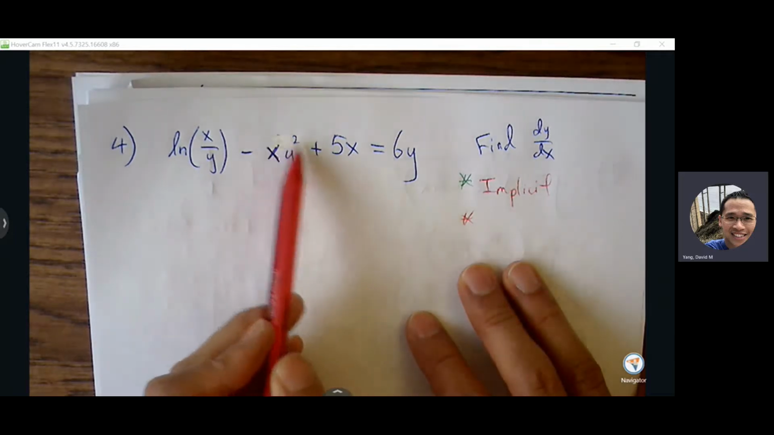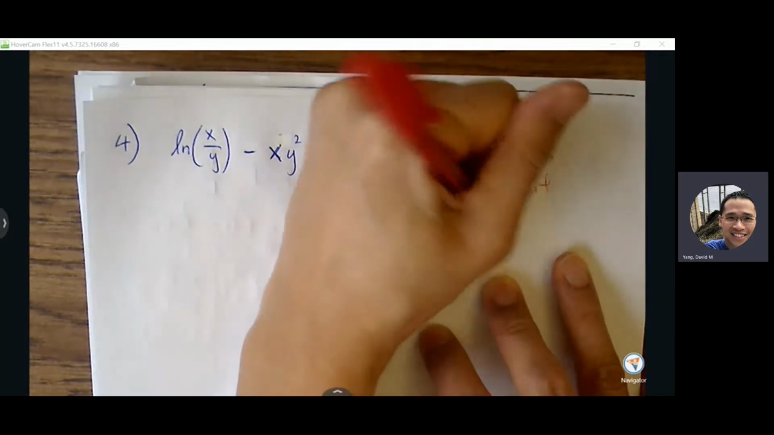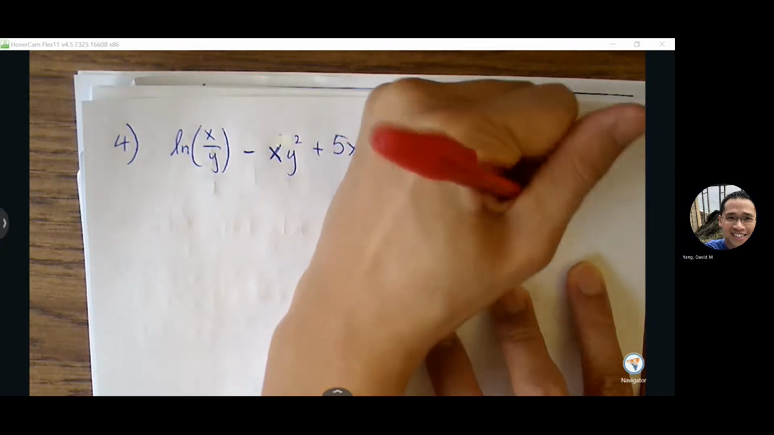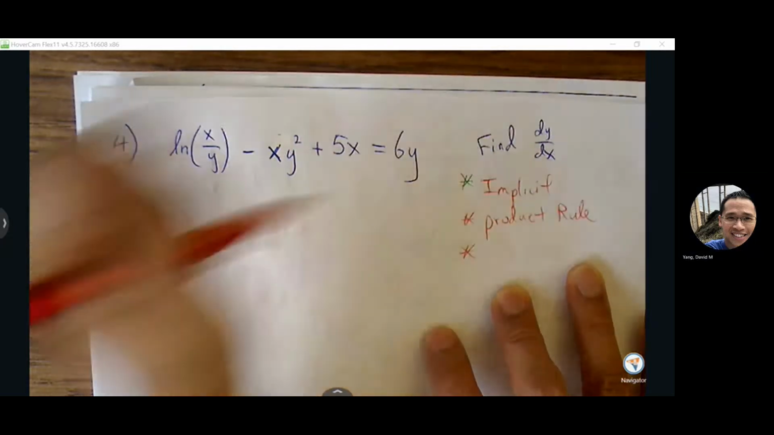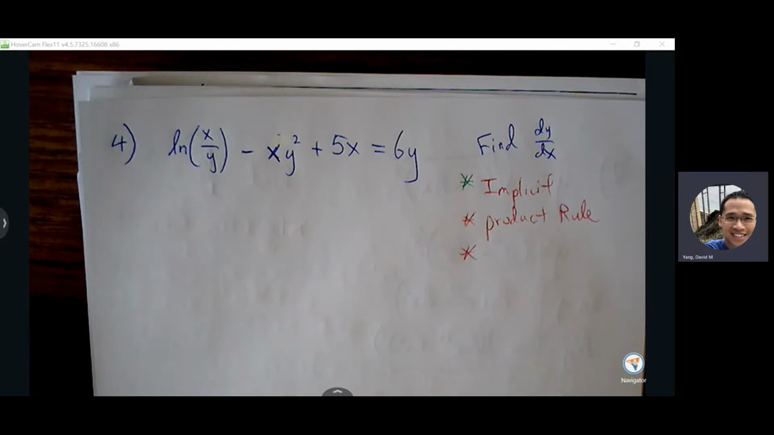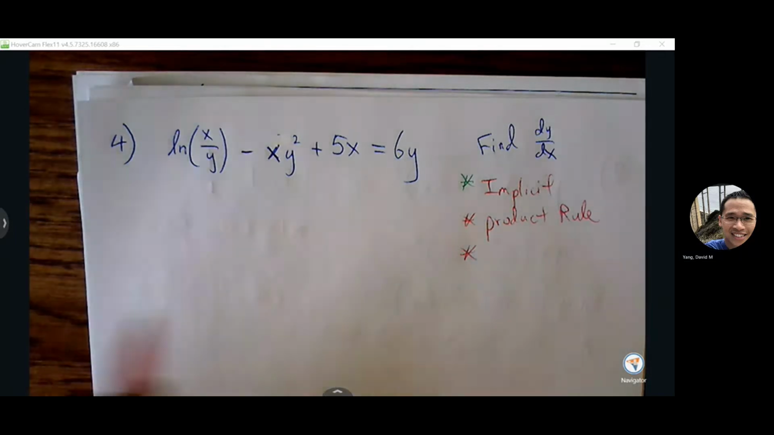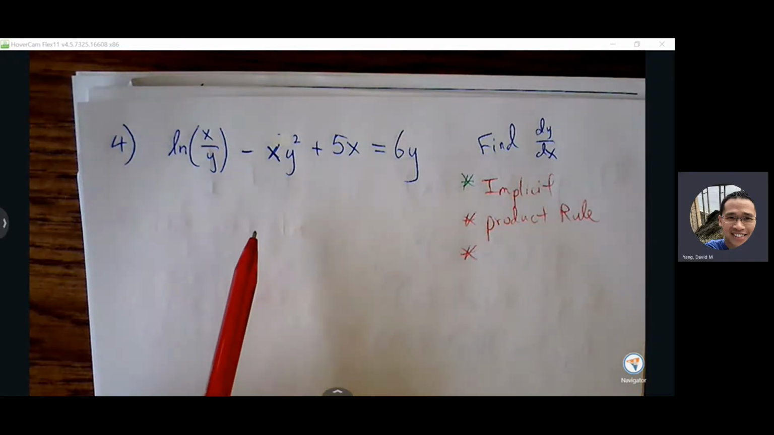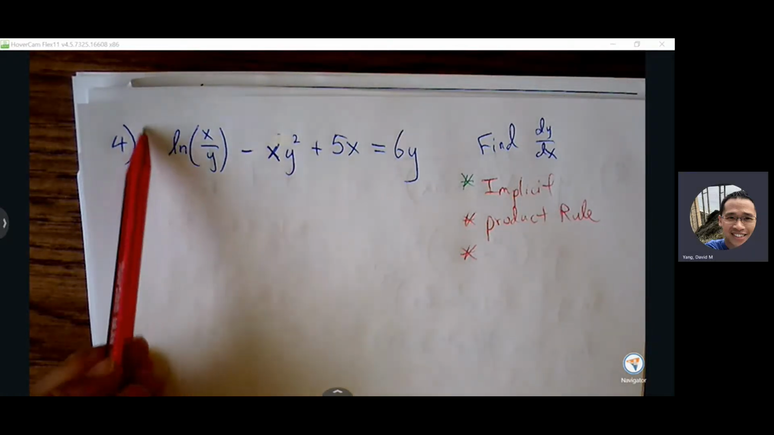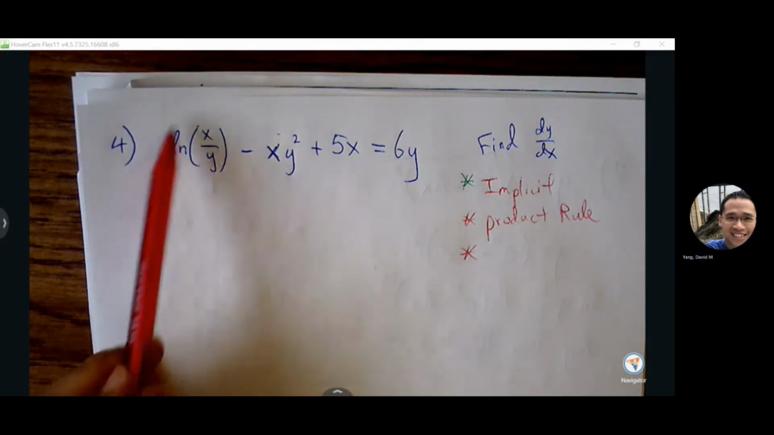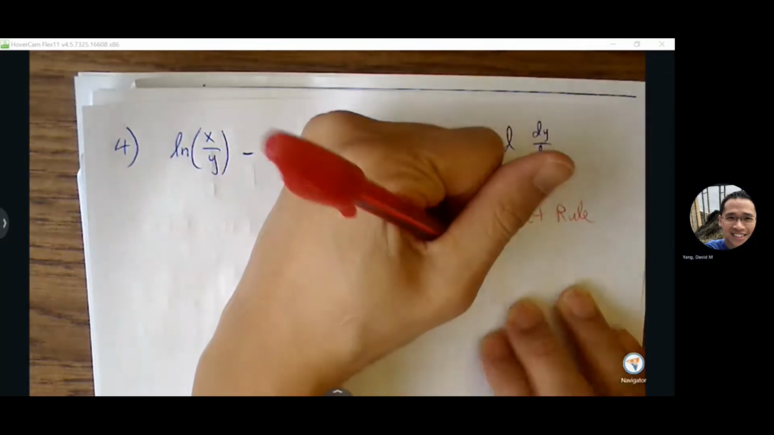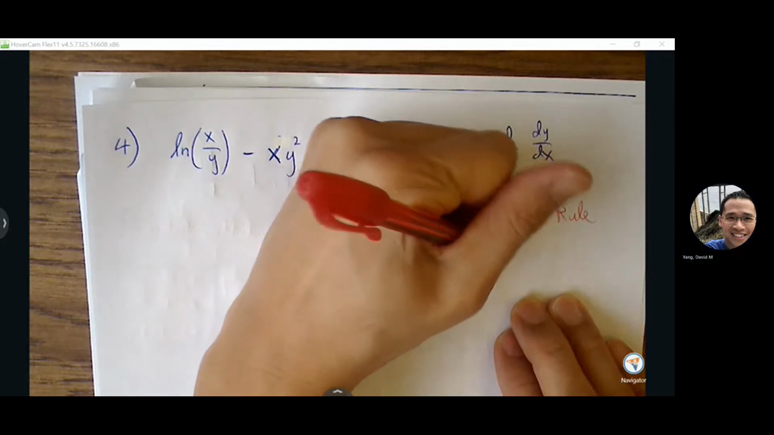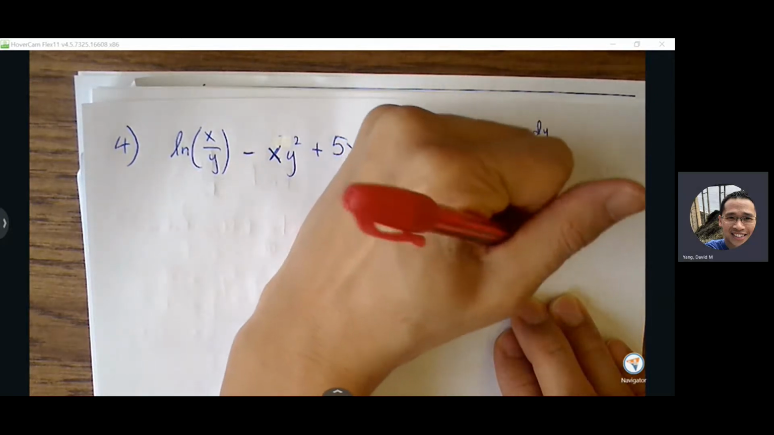Product rule, right? There's x, y squared there. What else? Quotient rule, but is there a way that we can avoid quotient rule? What can we do here? Yeah, log expansion, right? So quotient property, how about that? Log expansion. So that's actually what we want to do first.